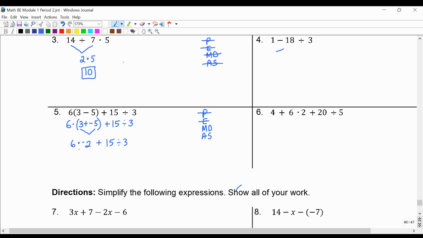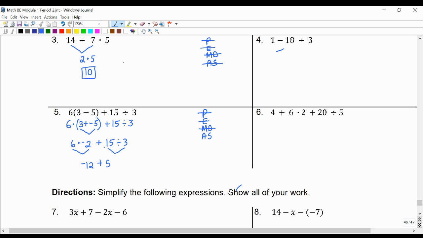So technically we would start here. I notice these are separated by a plus sign, which means that technically I would start with this one, bring it down, bring down all this other stuff, but eventually I would need to do this before I add these. So if I'm careful, I can do these at the same time technically to consolidate or eliminate a step. 6 times negative 2 is negative 12, and 15 divided by 3 is 5.